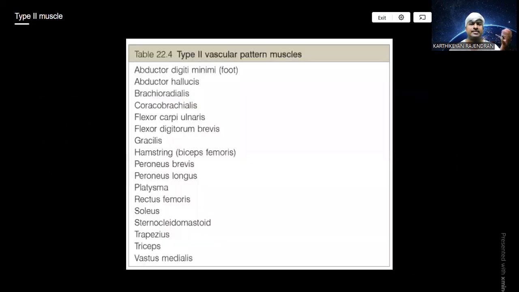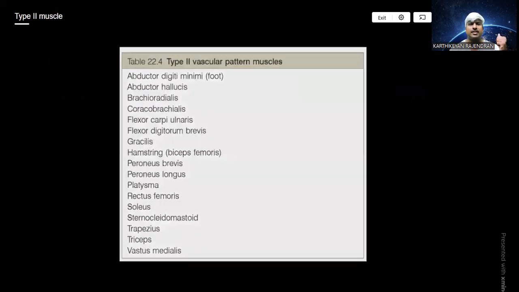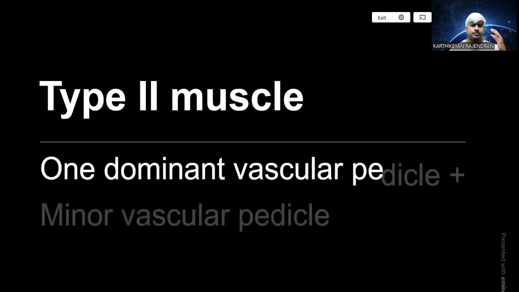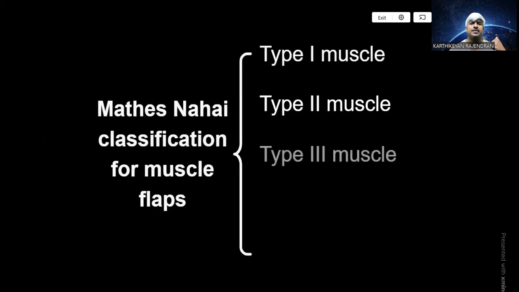Coming to other examples, there are a lot: abductor digiti minimi, abductor hallucis, brachioradialis, coracobrachialis, flexor digitorum brevis, gracilis, hamstring, peroneus brevis, peroneus longus, platysma, rectus femoris, soleus, sternocleidomastoid, trapezius, triceps, vastus medialis. So these are some examples of type 2 muscles.